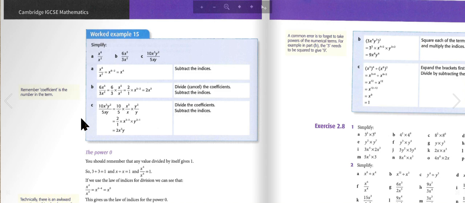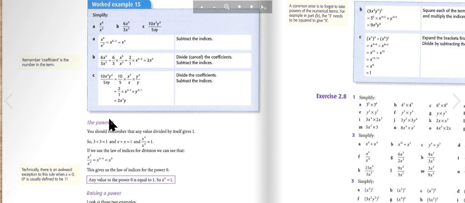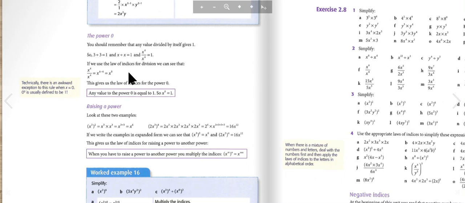The power 0. You should remember that any value divided by itself gives 1. So 3 divided by 3 equals 1, and x divided by x equals 1. And x to the power of 4 over x to the power of 4 equals 1. If we use the law of indices for division, we can see that x to the power of 4 over x to the power of 4 equals x to the power of 4 minus 4, which equals x to the power of 0. This gives us the law of indices for the power 0.